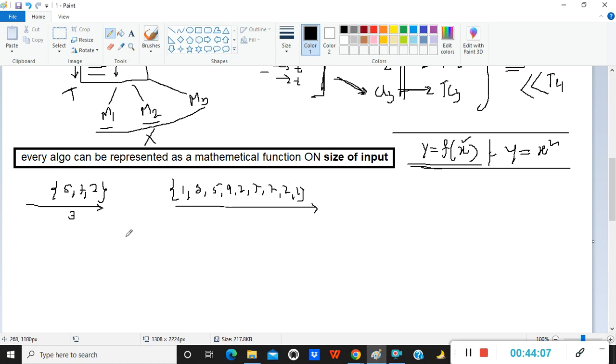Clearly, if you have a search algorithm, and you feed this array here and get the result, and you also feed this array here and get the result, you can clearly identify that this one will take less time, less and less time compared to the other one. So I can definitely say that T1 will be less than T2 in most cases.